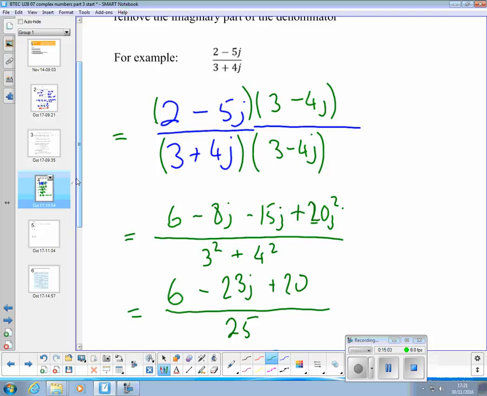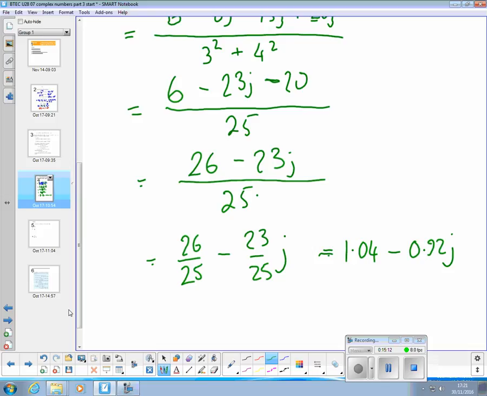So that's plus 20, meaning this is minus 20. Yep, there. And that follows through. That's 6 minus 20. I'll go through it again. 6 minus 20 is minus 14. So minus 14 over 25 is? Minus 0.56.